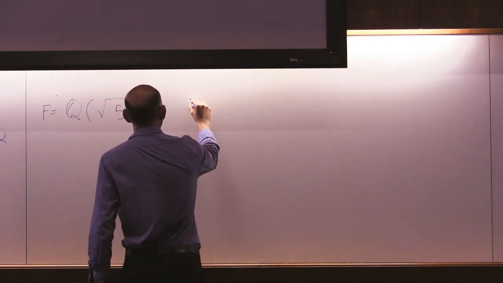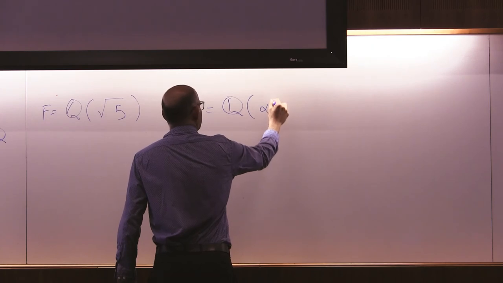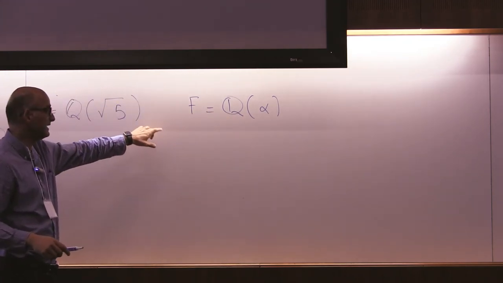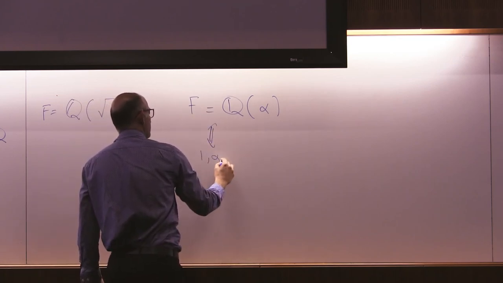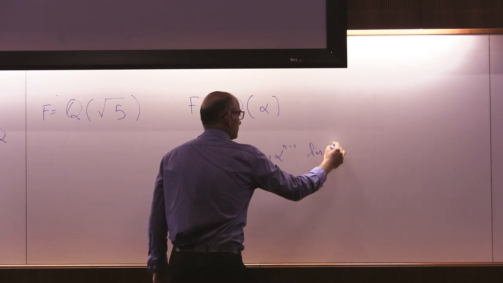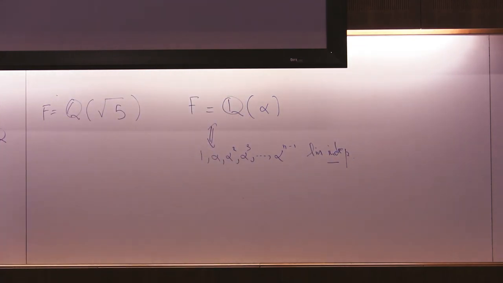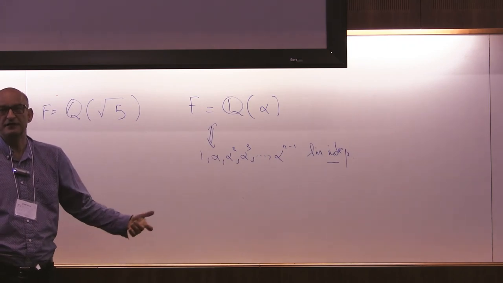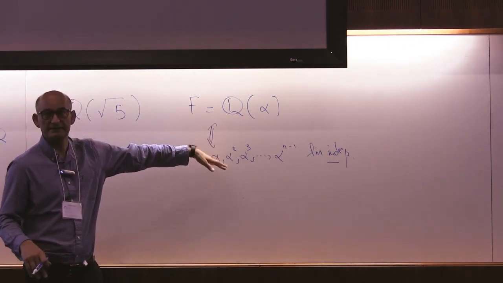But in general, if you have a number field, you can always find some element alpha inside F so that when you adjoin alpha to Q, which means you look at all the rational expressions with rational coefficients in that alpha, the set of all such things gives you the whole field F. And this happens if and only if 1, alpha, alpha squared, alpha cubed, up to alpha to the n minus 1 are linearly independent. And you can always find such alpha. In fact, the way you prove it is that the collection of all alphas which fail to do this is very small in some sense. So most elements alpha in F will satisfy this.